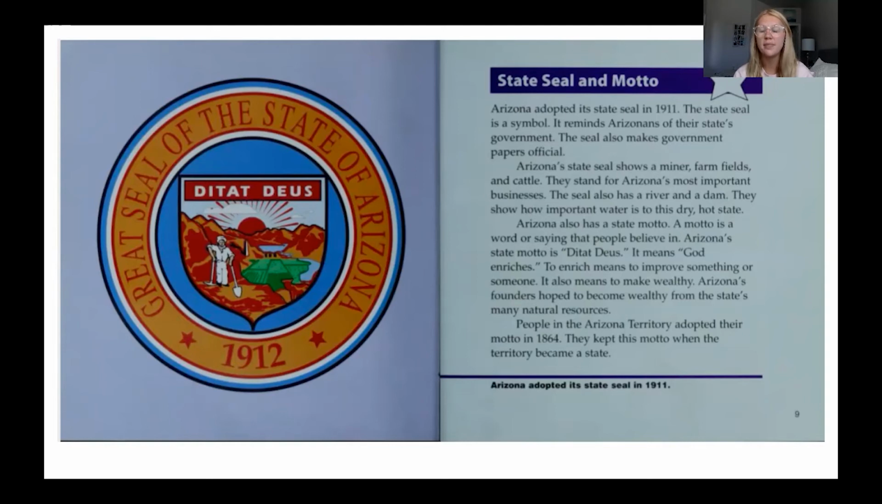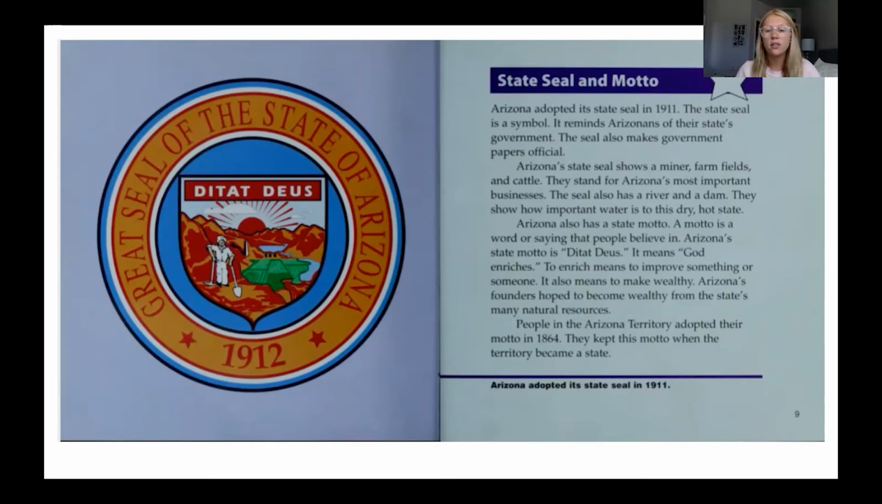Arizona also has a state motto. A motto is a word or a saying that people believe in. Arizona's state motto is Ditat Deus. It means God enriches. To enrich means to improve something or someone. It also means to make wealthy. Arizona's founders hoped to become wealthy from the state's many natural resources.